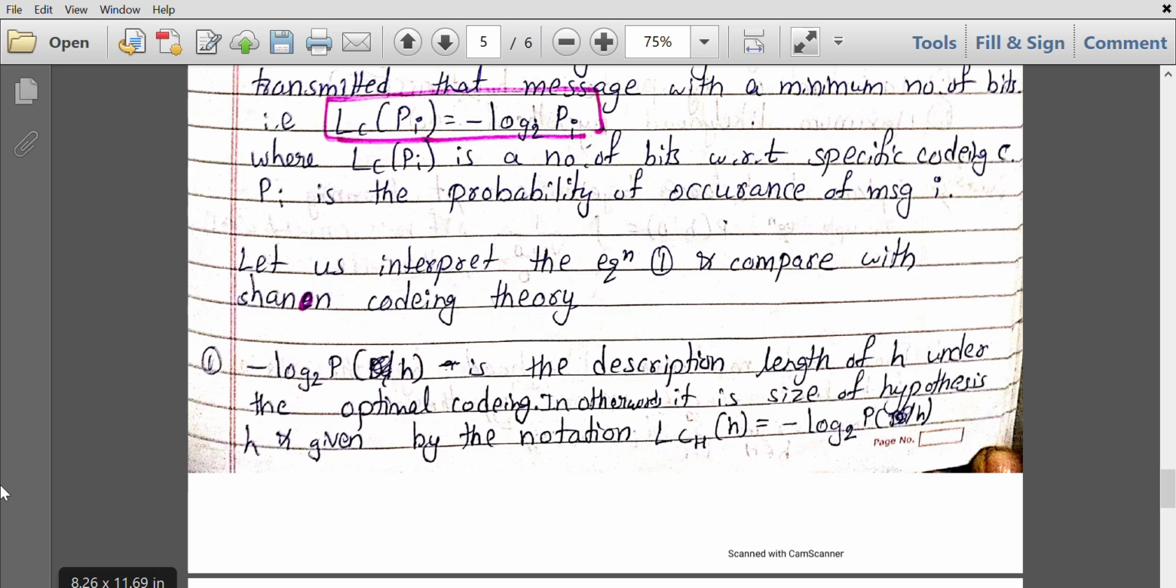What it tells you is the description length of this h, that is, the probability of that h under the chosen coding. In other words, it is the size of the hypothesis h, or the description of this hypothesis h, or the probability of occurrence of that h, given by this notation. Because this notation is equal to this, we can represent that expression using this notation. So that is the length of h, the number of bits required to represent h.